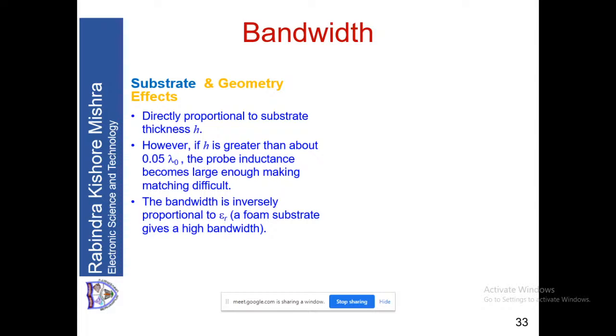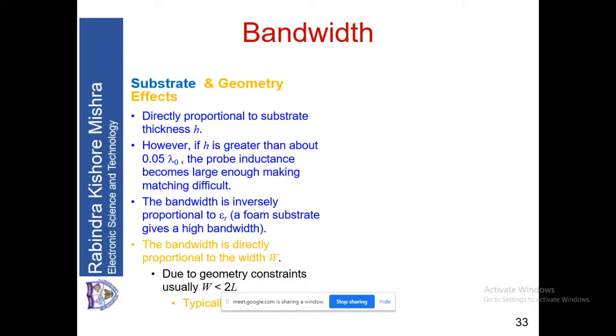Then the next part is, it is directly proportional to the width W. Now, why is it directly proportional to the width W? The larger the W, the larger the fringing field. For smaller W, the range of the fringing field is restricted. So if I keep on increasing W, the fringing field will keep on increasing. The more the fringing field, the better the radiation. So we will get more radiation, so it is directly proportional to W.